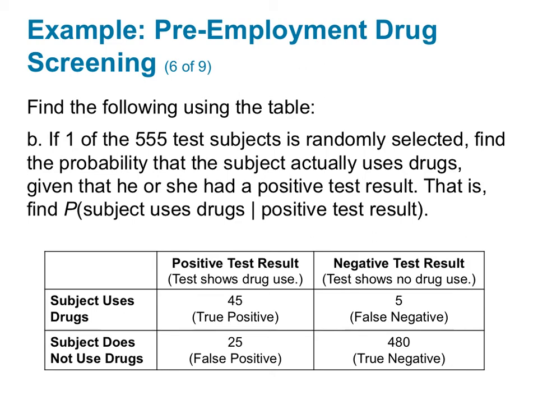I am going to work this out on the next page, but I'm going to go ahead and let you see here. Because we're looking at given a positive test result, we're actually going to be looking at the column. So we've got 45 plus 25 gives me the 70, and how many of that 70 uses drugs? And that's where you get your 45. You're going to see some detailed explanation on the next slide, and then I'll have your answer for you.